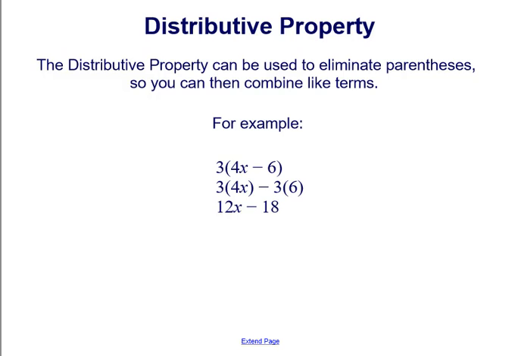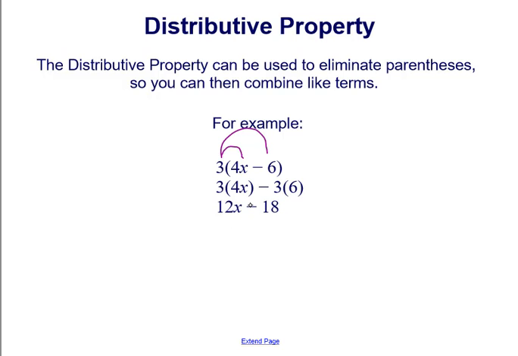The distributive property can also be used to eliminate parentheses in problems, and so then you can combine like terms. As you've seen, once you distribute, the parentheses go away. For example, in this problem, we have 3 times the quantity of 4x minus 6. So we would distribute the 3 to 4x, so 3 times 4x, and then 3 to negative 6, where we're subtracting them, so that would be 3 times 6, so 12x minus 18. Now here with this problem, 12x and negative 18 are not like terms, so that's where we stop.